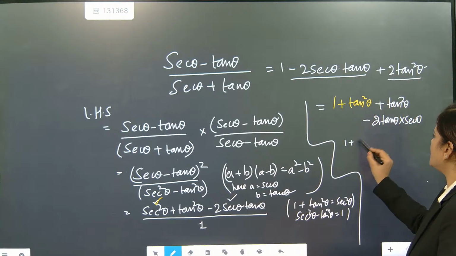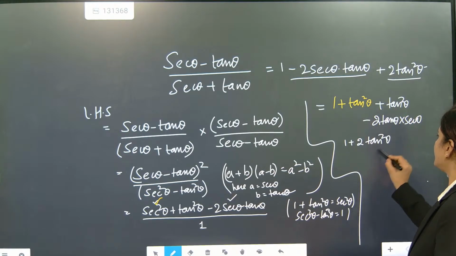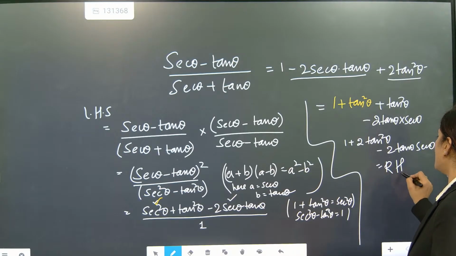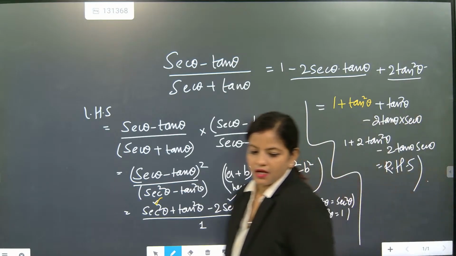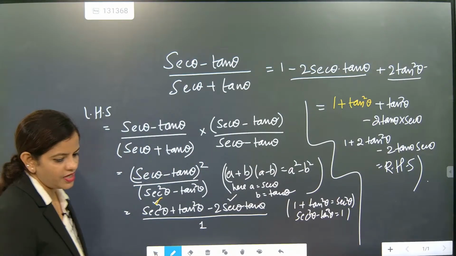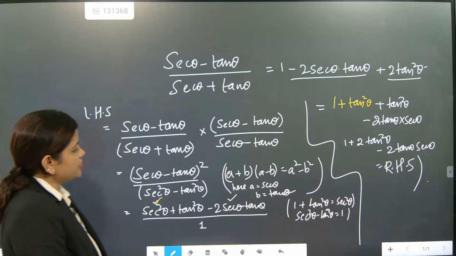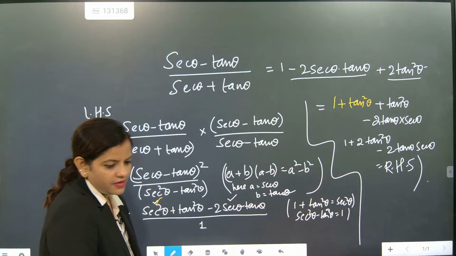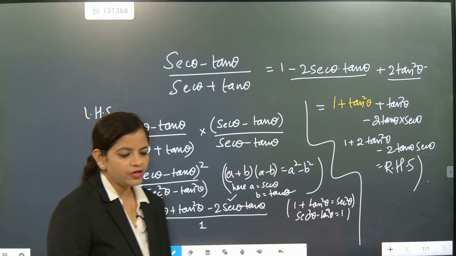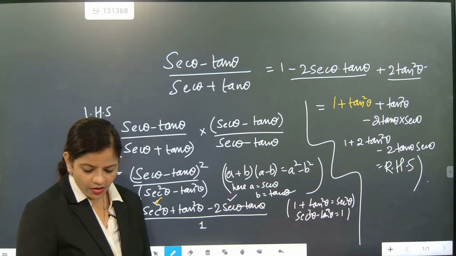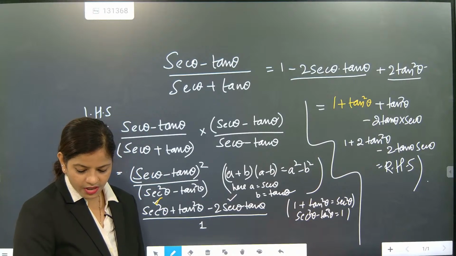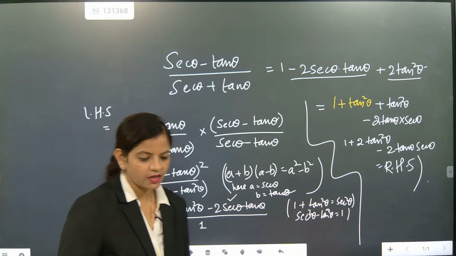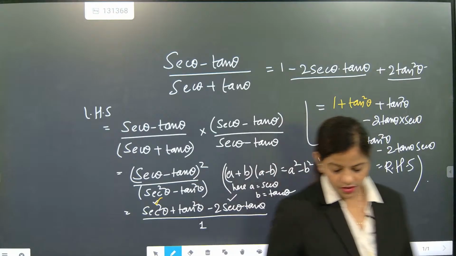Now it will become 1 plus 2 tan square theta minus 2 tan theta into secant theta, and that equals the RHS. That's it. So count how many steps we have taken. The first step, rationalization. The second step, common taking. Third step, killing. That's it. Understood. So you need to be very smart handling the question. Presentation is good. Super. Yeah, this is what I want. Smart work. Don't become a donkey.